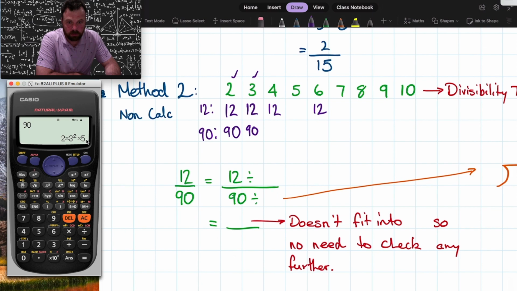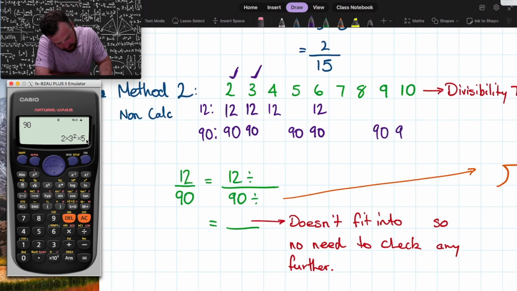Does 4 fit into 90? Let's see, 4 fits into 9 twice with 1 left over, so 4 doesn't fit into 90. 5 fits into 90 because it ends in 0, so we can write that. Since 2 and 3 also work, 6 is going to fit into 90. 7 won't, 8 won't, 9 fits into 90, and since it ends in 0, 10 fits into 90.